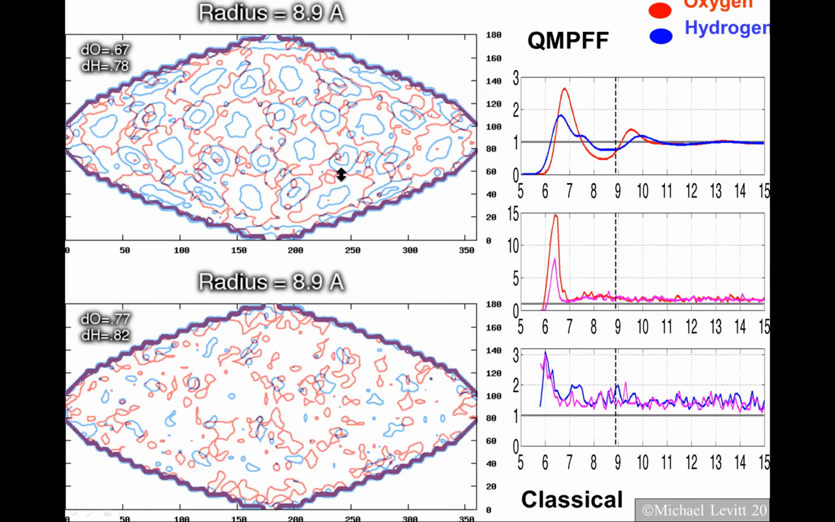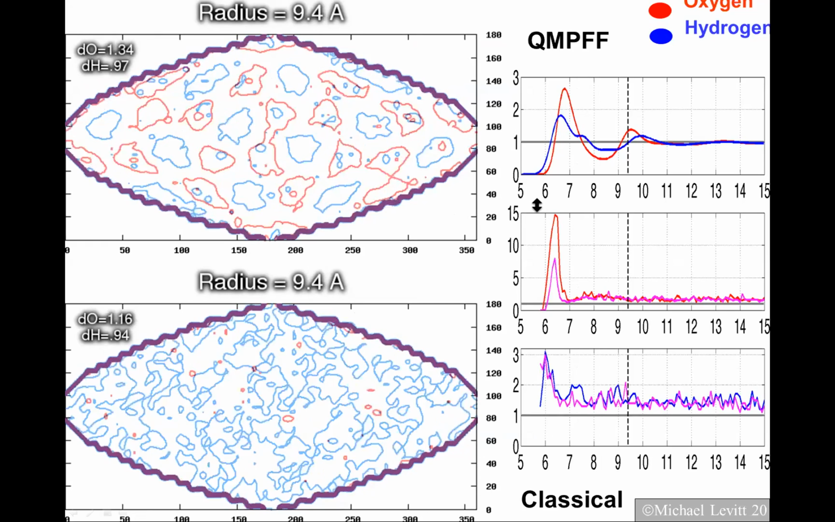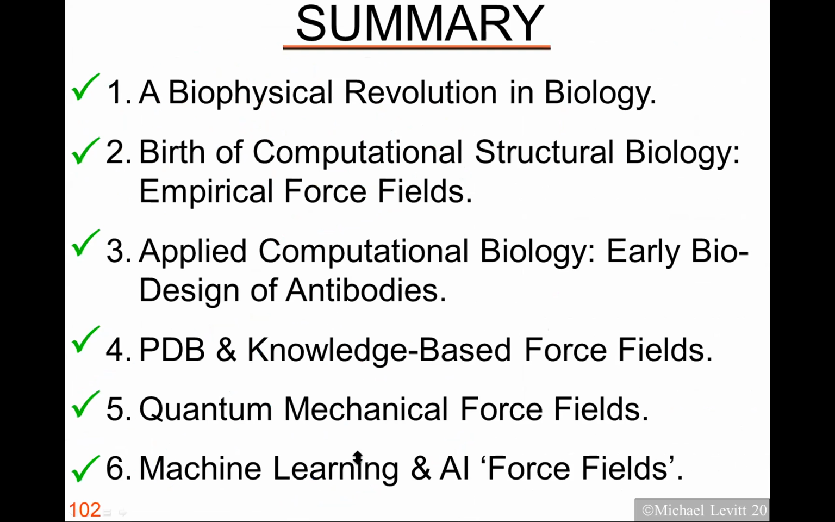So the polarization is making the water molecules more structured. Not a big surprise. Okay, good. And this just shows that when you get to 10.4 angstroms, there's still some structure there quantum mechanically, but nothing classically. Now to the final part, machine learning and AI force fields.